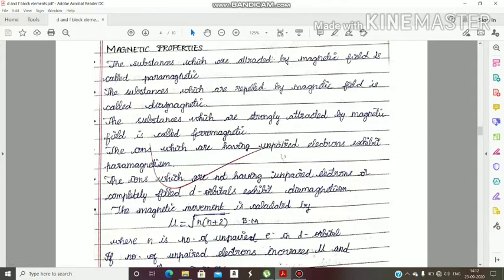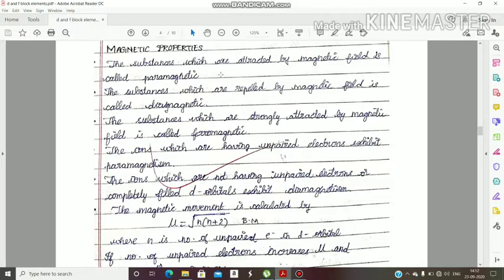See, the substances which are attracted by a magnetic field are called paramagnetic substances. That means when any substance is attracted towards a magnetic field, it is called paramagnetic. The substances which are repelled by a magnetic field are called diamagnetic substances. The substances which are strongly attracted by a magnetic field are called ferromagnetic. Simple points, there are only 3 points.